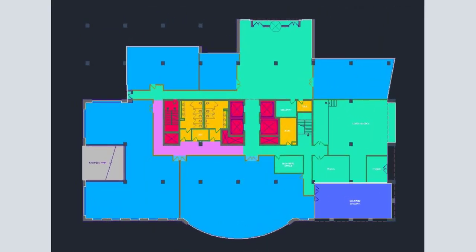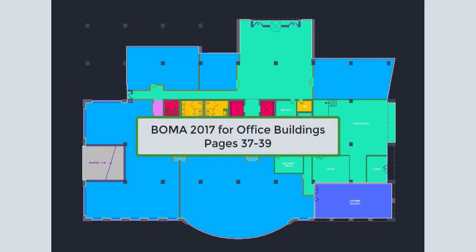In some cases, BBC might exist on the first floor of a building if an argument could be made that it only services the first floor tenants. For more details on base building circulation, refer to BOMA 2017 for office buildings, pages 37 through 39.